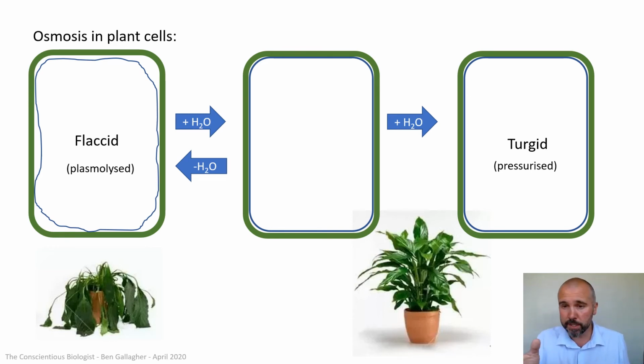Now, of course, a pressurized turgid cell could lose water, could start going across in the other direction, but generally with plant cells, they're either turgid or flaccid. Even that one in the middle would be turgid enough to keep the plant upright. It's only when the cells become totally flaccid and plasmolized that the entire plant would wilt.